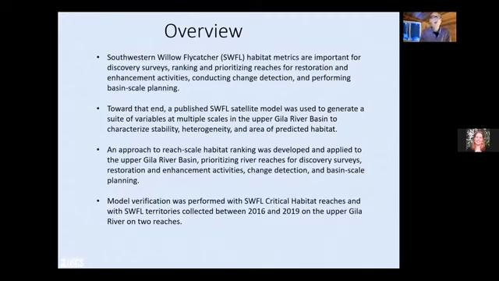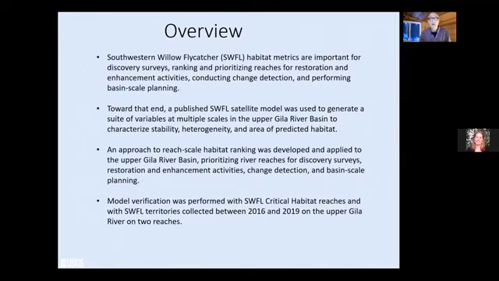So what we want to do here is to scale up from the original satellite model that I developed 20 years ago with Charles Pradzik in the Arizona Game and Fish Department. This is a 30-meter pixel model. It's very good. It's used all over the range of the flycatcher, and it's still considered to be very useful.